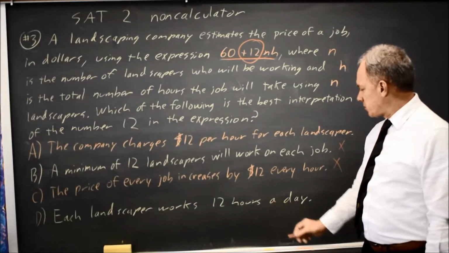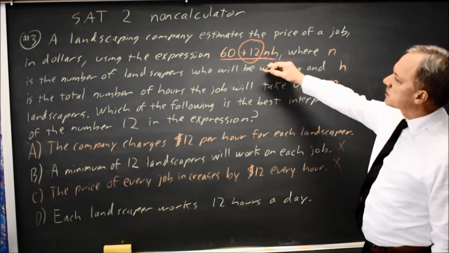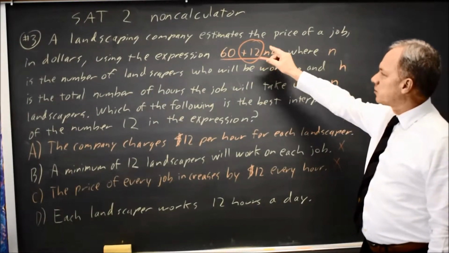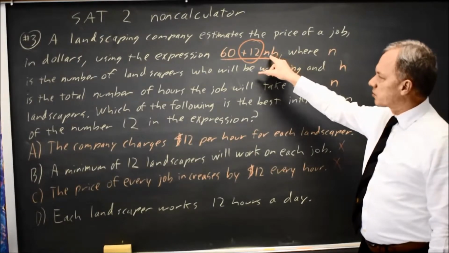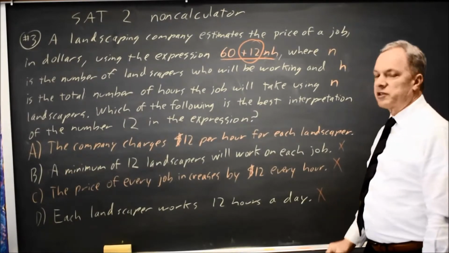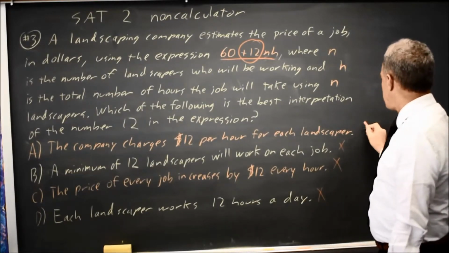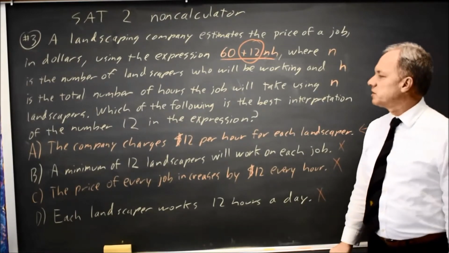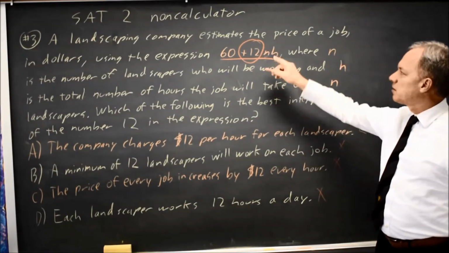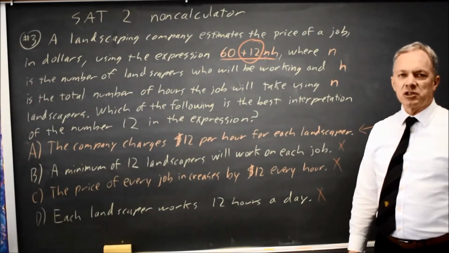Each landscaper works 12 hours a day. Since this is the price of the job, the 12 is not the hours per landscaper. h is the number of hours worked by the landscapers on the job, and n is the number of landscapers, so 12 does not relate to number of hours per day for a landscaper. So the only answer that matches the words of the question would be choice A. If you reread the question, the company is charging $12 per hour for each landscaper. So that would be the correct interpretation of 12.